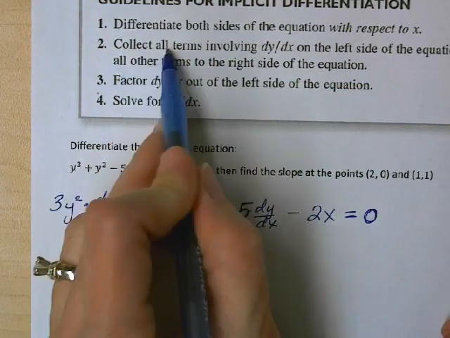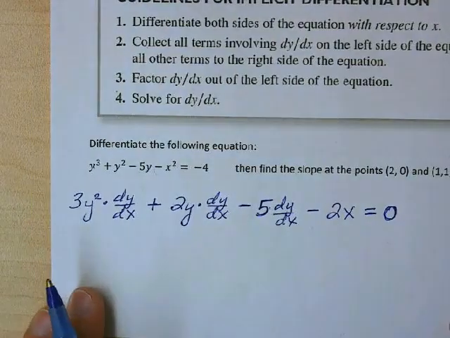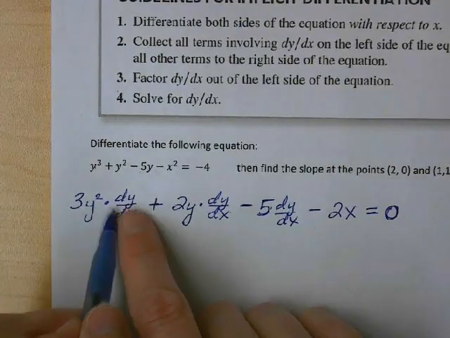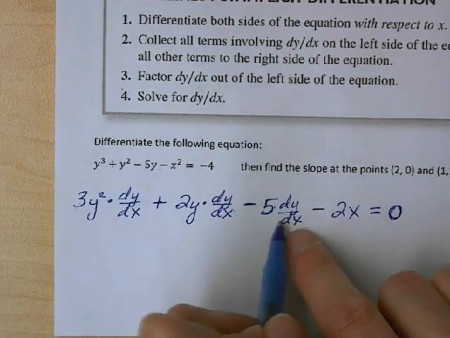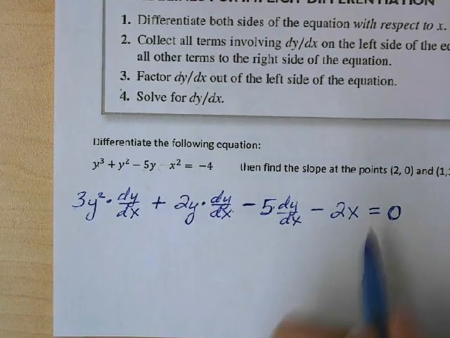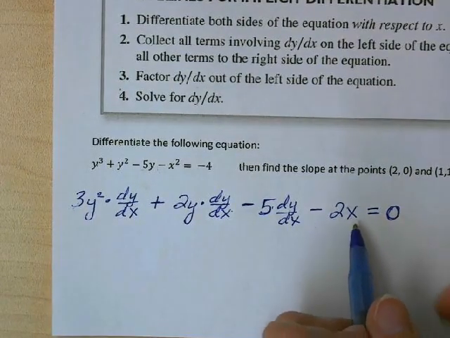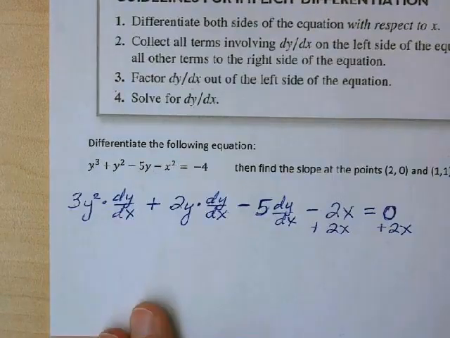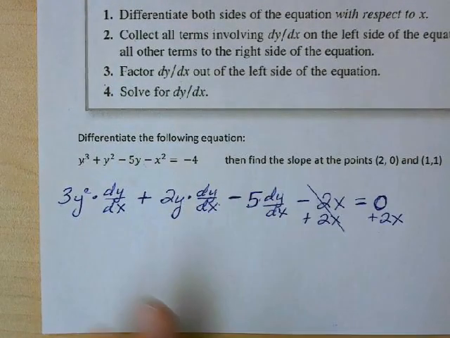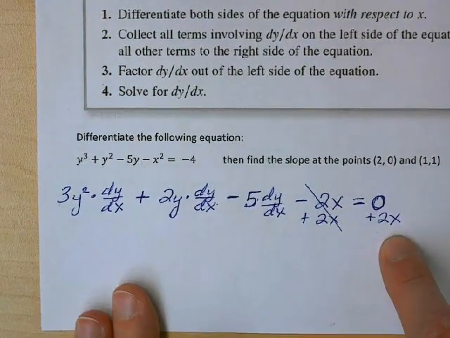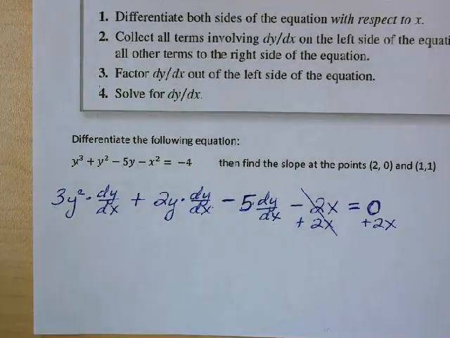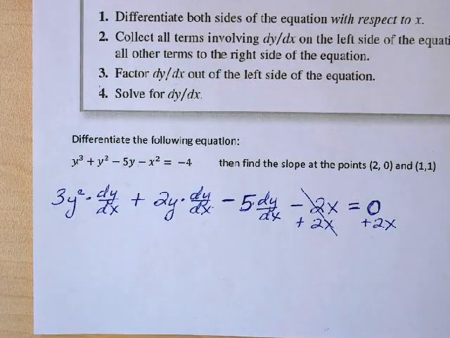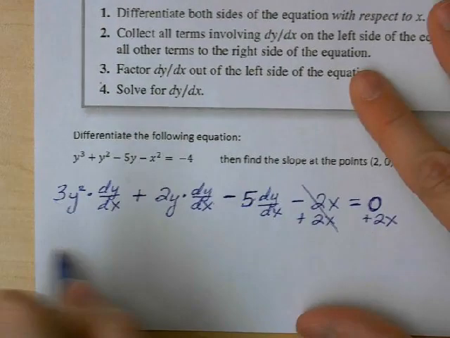Now it says to collect all your terms that involve dy dx. Okay, so this has a dy dx in it, so does this, so does this. So it says move all other terms to the right side of the equation. So I can add 2x and move that over here. Now, all the things that are left over here have a dy dx in them, so then it's going to tell you to factor out the dy dx out of the left side. Everything has dy dx in it, so you can factor it out.